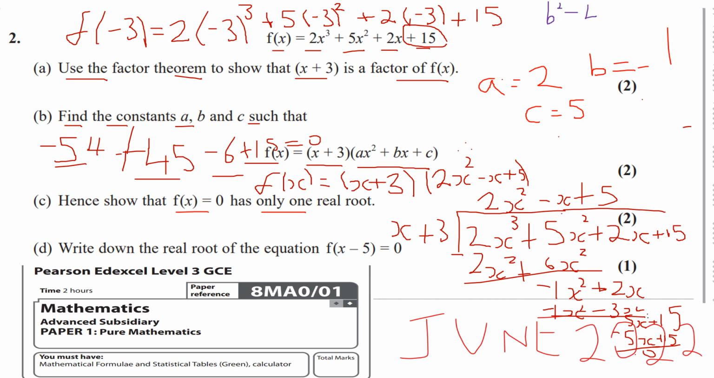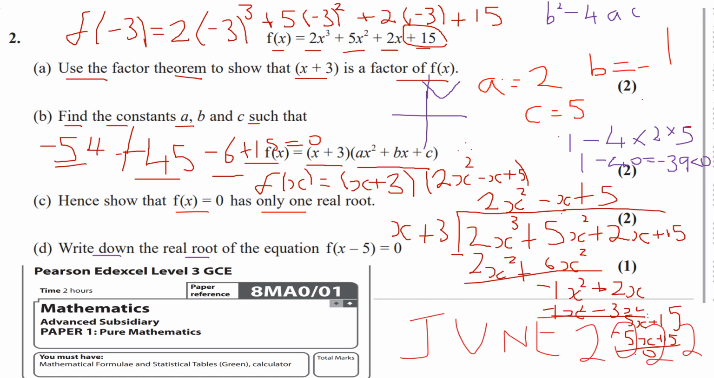b squared will be minus 1 squared, so that'll be 1. So 1 minus 4 times 2 times 5. 4 times 2 is 8. 8 times 5 will be 40. So we've got 1 minus 40, which is minus 39, which is less than 0. Therefore the quadratic has no real distinct solution, as we say from GCSE Maths. The graph of the quadratic will look something like that, crossing the y-axis at 5.